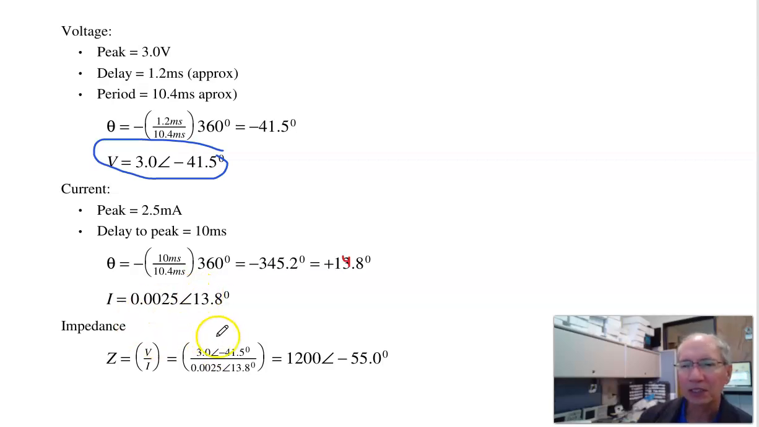The impedance then is just the ratio. Take the ratio of two complex numbers, you get a complex number. That apparently is the impedance of whatever I'm measuring.